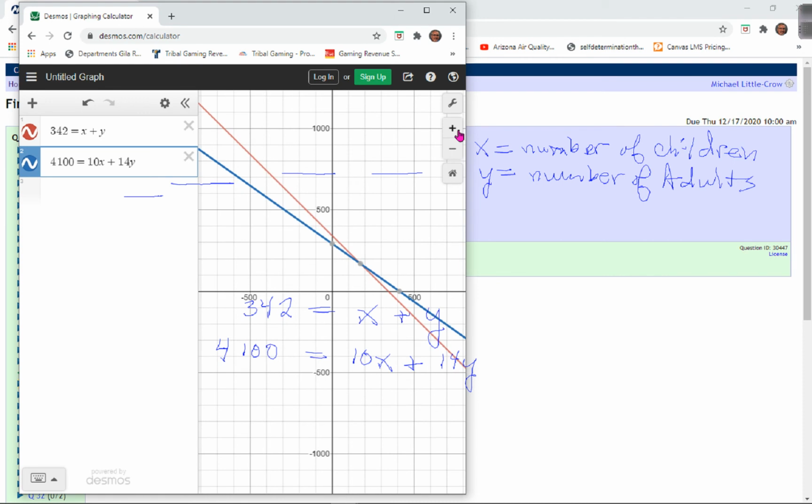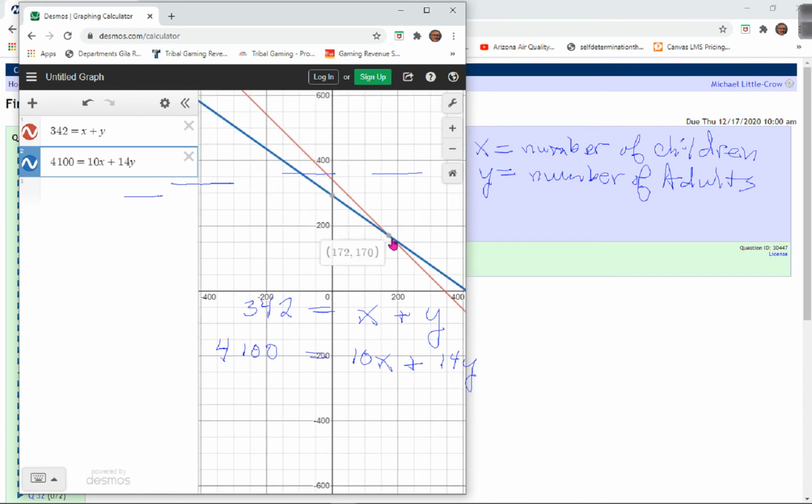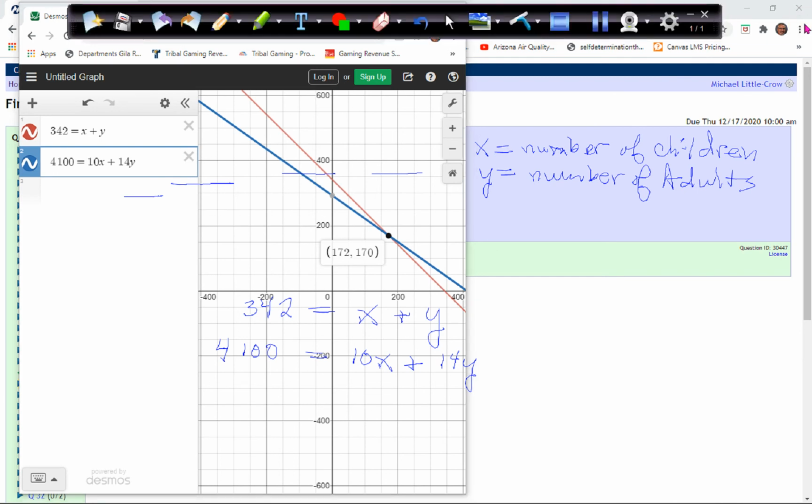And so again, this will zoom you out, zoom you in, until you see the intersection. 172 is the x, 170 is the y. So we can go ahead and write that down. Bring my tools back out. So the solution is 172, 170. We'll write that down. Remember, this is the x, the number of children, and this is the y, the number of adults.